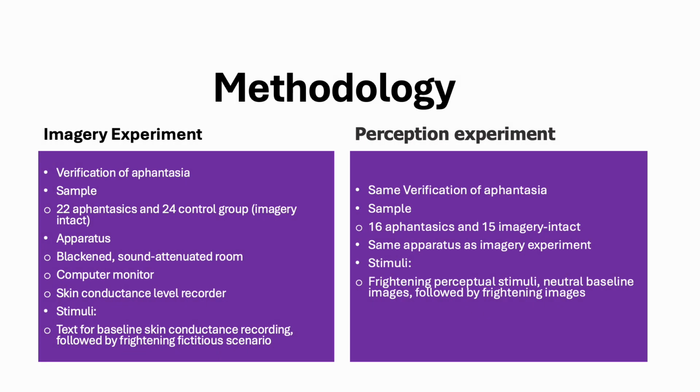I'll talk a bit about the methodology. There were two concurrent experiments within the study. There was the imagery experiment and the perception experiment, and then the researchers compared the two. With the imagery experiment, people were told to read certain prompts that were frightening, and then their arousal would be recorded with the skin conductance level. Whereas with the perception experiment, everyone would be shown an image of something frightening, and then their arousal level would be measured from that.